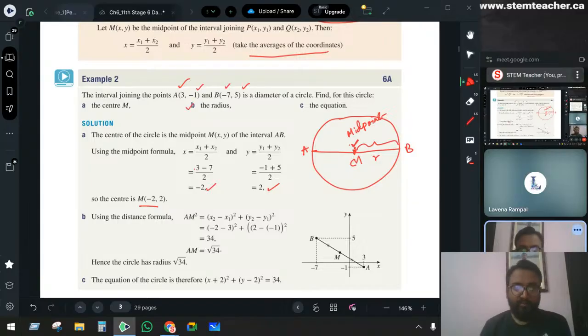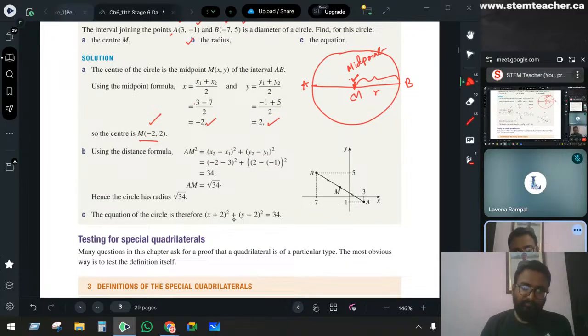AM square is equal to (x2 minus x1) whole square plus (y2 minus y1) whole square. This is your M, this is your A. You can take either AM or BM, that is not an issue. So this formula gives AM square equals 34, and the radius will be under root of 34.